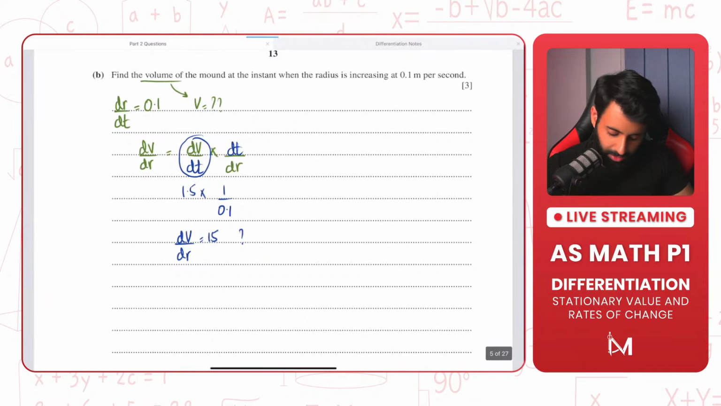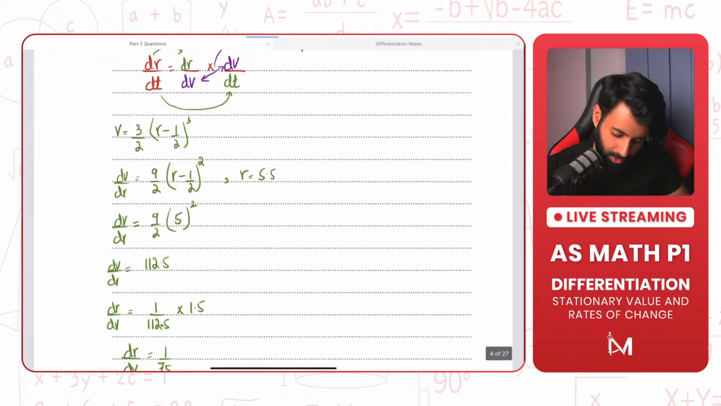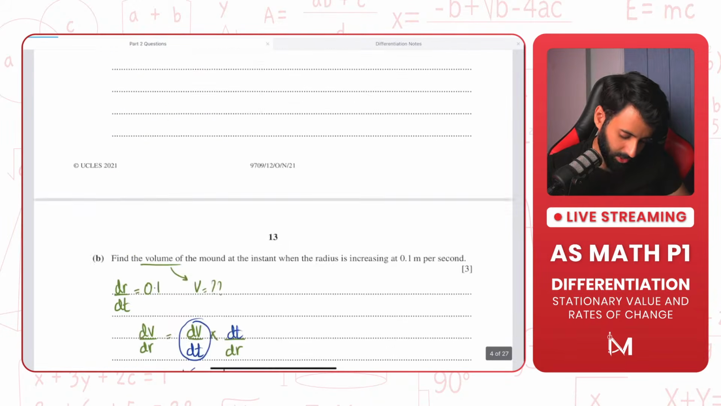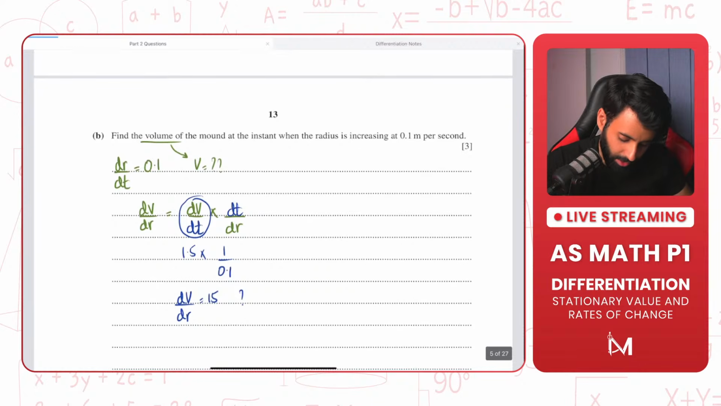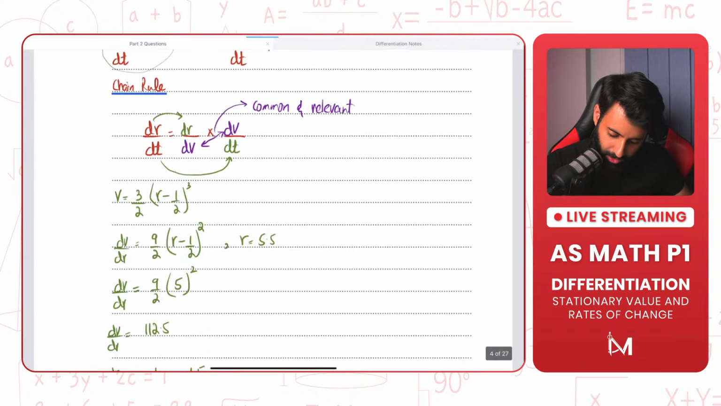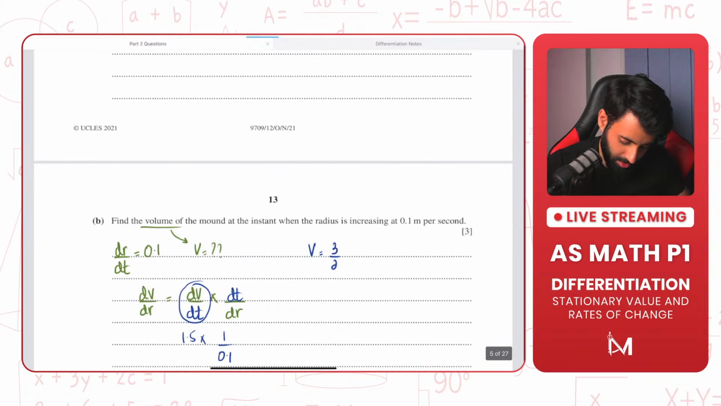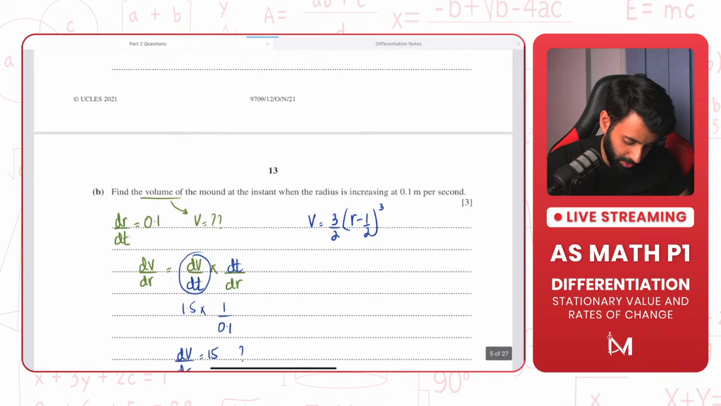Why did we find out dV upon dr? For that, if you go back to the question, notice the journey is this. If you want to find out the volume, you can't, even though you have the formula for volume, which is 3 upon 2 into (r minus 1 upon 2) cubed. But before you can find out the volume, you need to know what r is equal to. And if you need to know what r is equal to, you need to know what dV upon dr is equal to, which we do now.